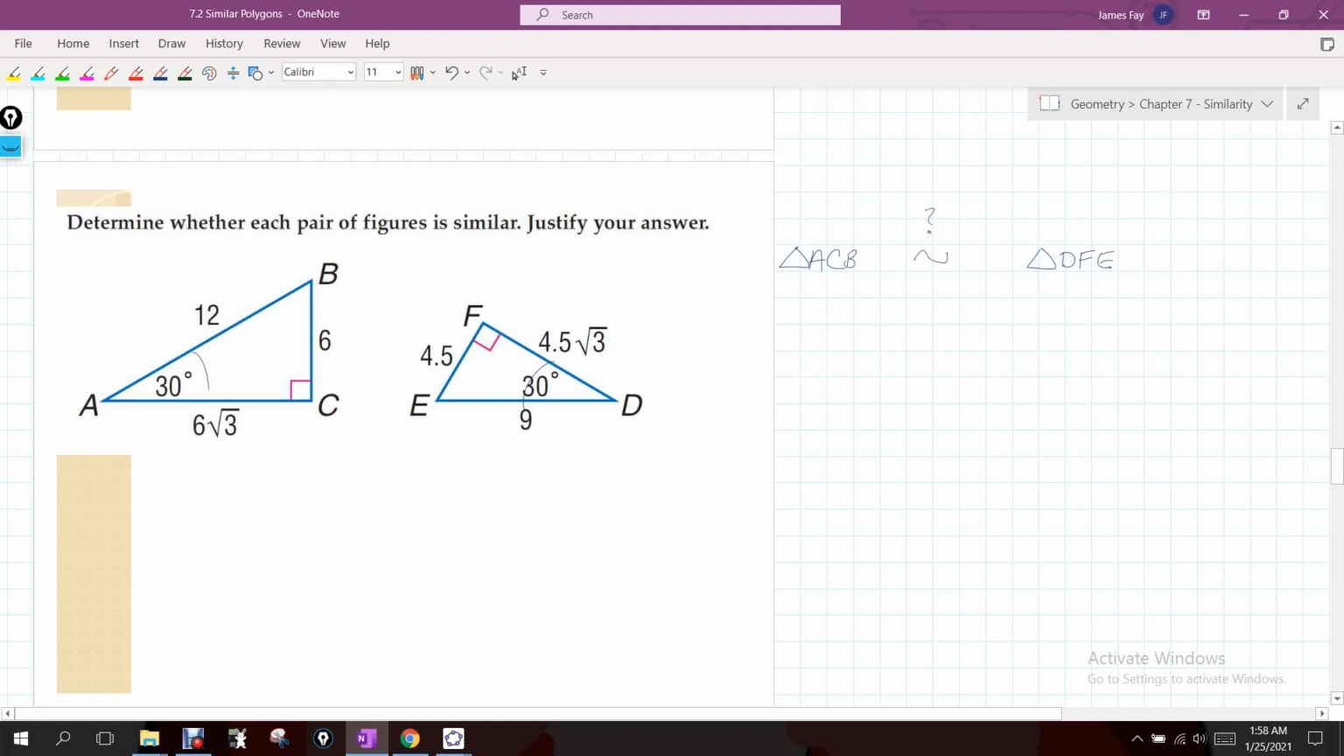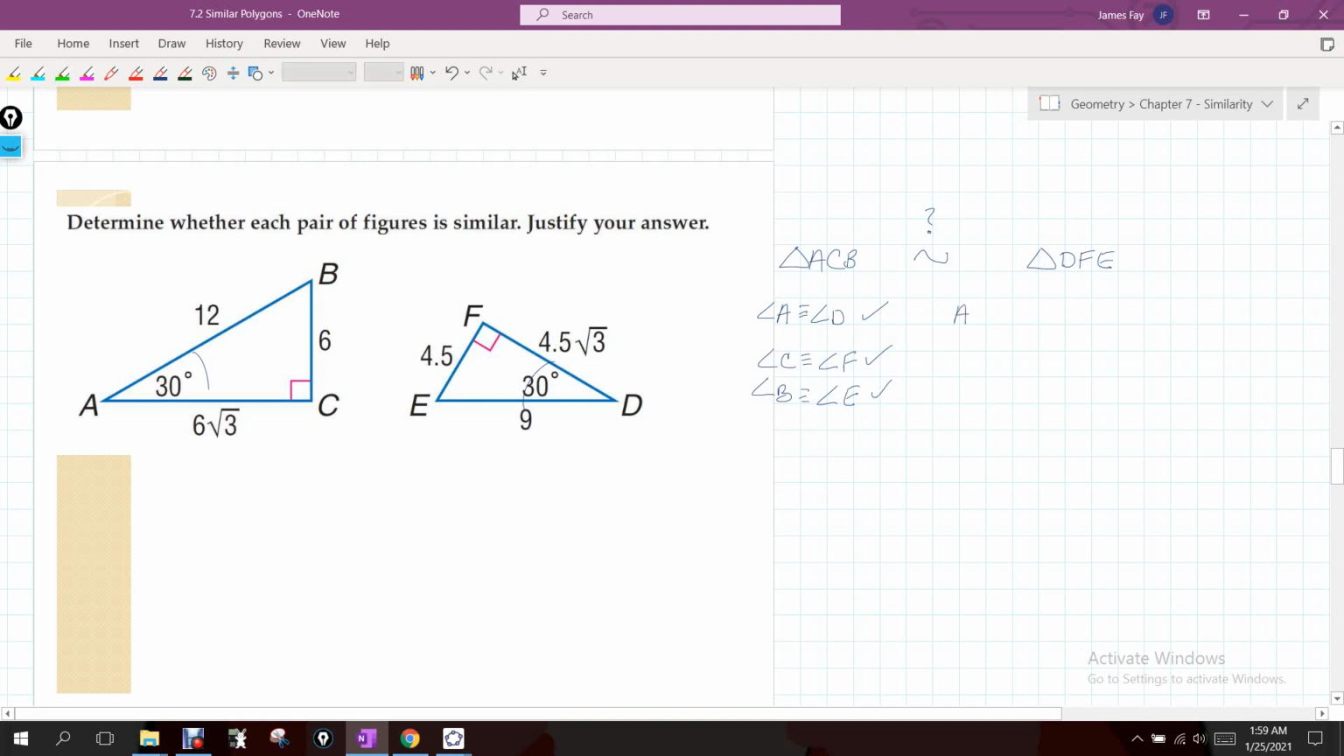So the question is, are these similar? If they're going to be similar, we need angles congruent to angles. So we need angle A congruent to angle D. We have that. We need angle C congruent to angle F. We have that. And then by the third angles theorem, which says if two angles of one triangle are congruent to two angles of another triangle, then the third angles are also congruent. That is confirmed. So we got the angle component.